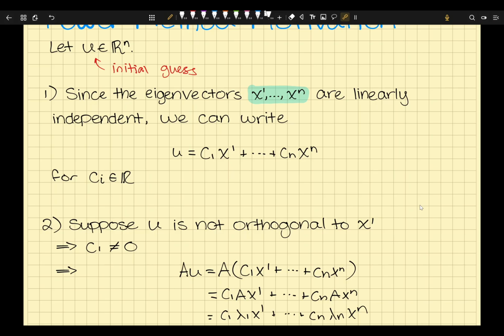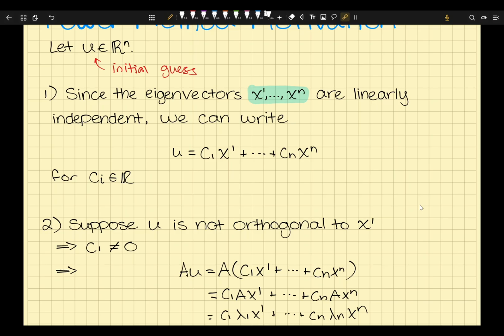All right. So what we're going to do is we're just going to do it again. We're going to hit u with A a second time. So now we're going to have A squared times u. And well, what did we just compute? So this is going to be A times u, which we said was A times c1 lambda 1 x1 all the way through cn lambda n xn.